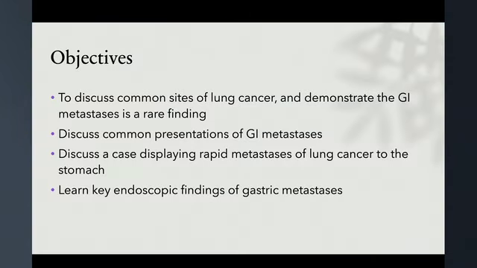Some objectives for this presentation are to discuss common sites of lung malignancy metastases and demonstrate that GI metastases are a rare finding. Second is to discuss common presentations of GI metastases. Third is to discuss a case displaying the rapid metastases of lung cancer to the stomach. And fourth, to learn key endoscopic findings of gastric metastases.